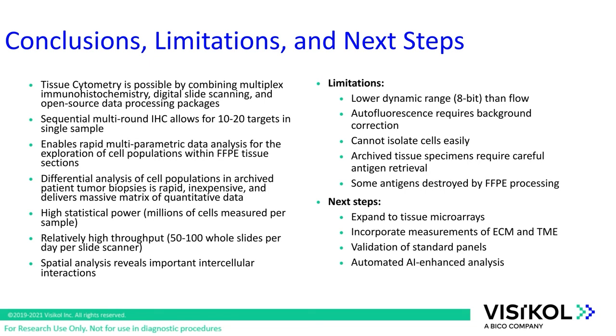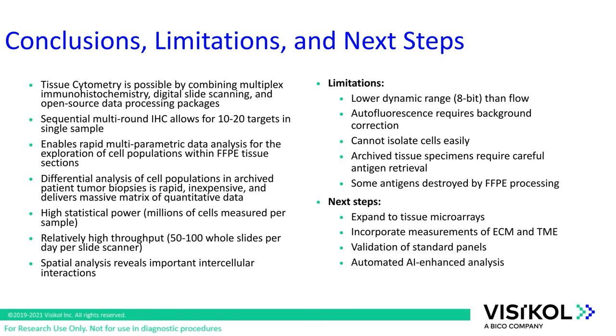Of course, since these tissues are fixed, you cannot isolate the cells easily after this analysis. And because these tissues have often been archived for decades, they all require very careful antigen retrieval. And it's well known that some antigens are destroyed by FFPE processing, so not every target will remain available in archived specimens.